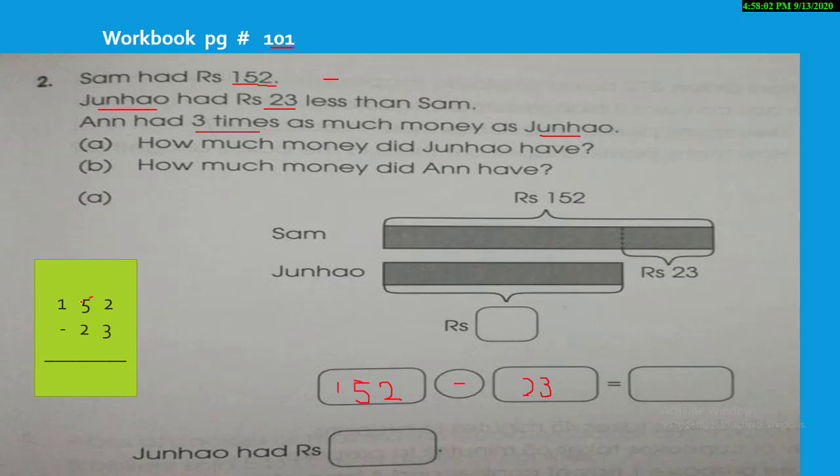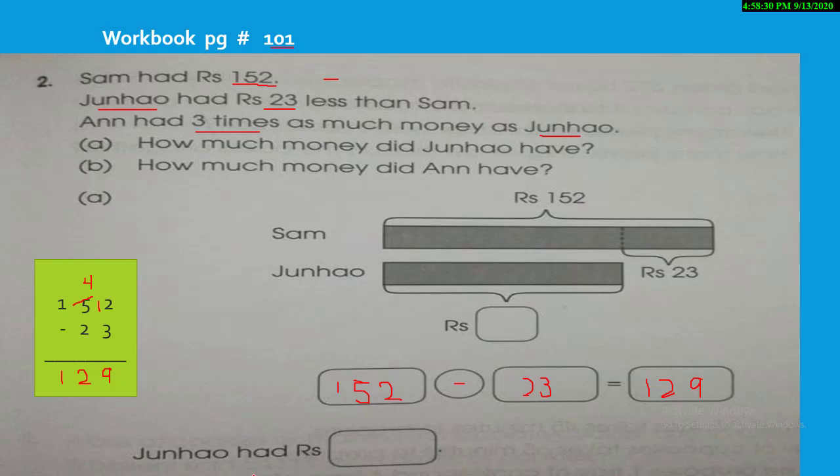So we are going to the next door. We are just turning it into a 4 and we will take the help. Okay, 12 minus 3. What will be our answer? Our answer will be 9. Now, 4 minus 2, our answer is 2, and 1 will come as it is. So what's our answer? Our answer is 129. Now your part A is solved.